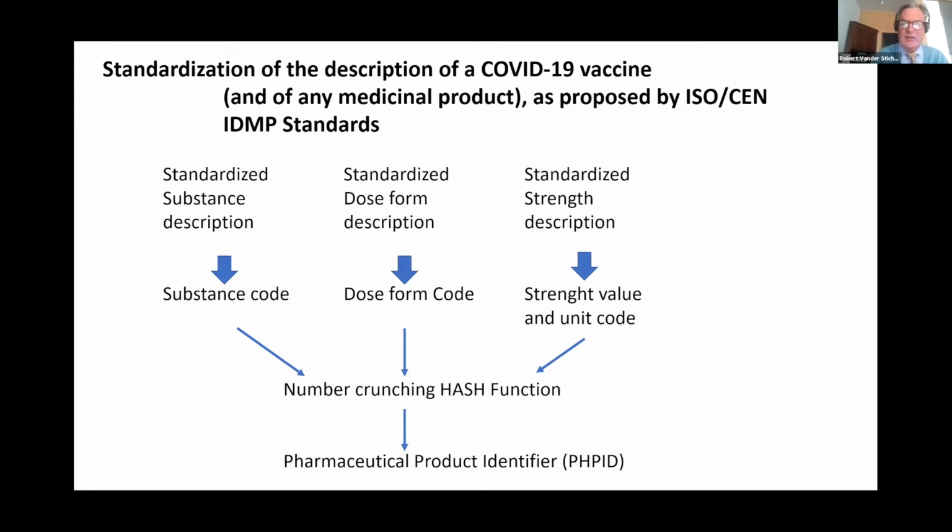And we could do that standardization following the proposition of ISO-CEN, the IDMP standards, the identification of medicinal products, a whole suite of standards, which basically tries to impose a standardized description of the substance, a standardized description of the dose form, and a standardized description of the strength. That is then converted in substance code, in dose form codes, in a strength value and a unit code. And all these numbers then are fed into a number crunching hash function, and a global pharmaceutical product identifier is generated. Next slide.